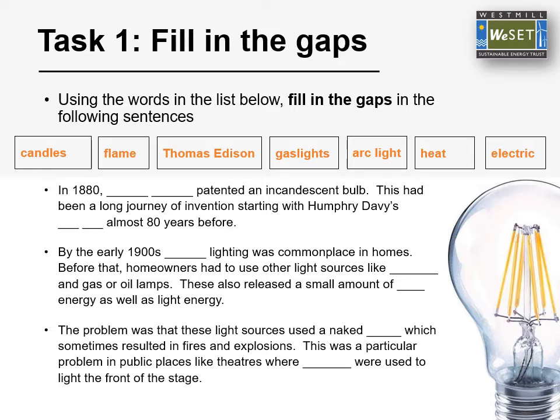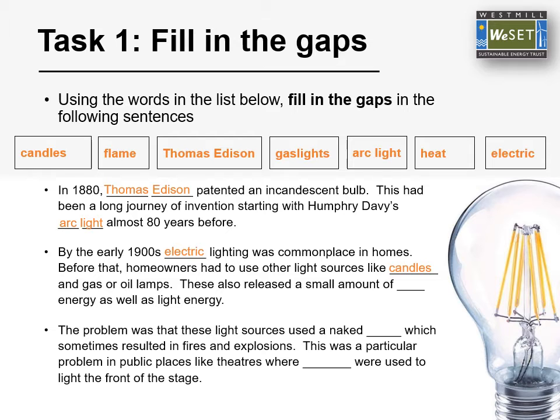In 1880, Thomas Edison patented an incandescent light bulb. This had been a long journey of invention, starting with Humphrey Davy's arc light almost 80 years before. By the early 1900s, electric lighting was commonplace in homes. Before that, homeowners had to use other light sources like candles and gas or oil lamps.